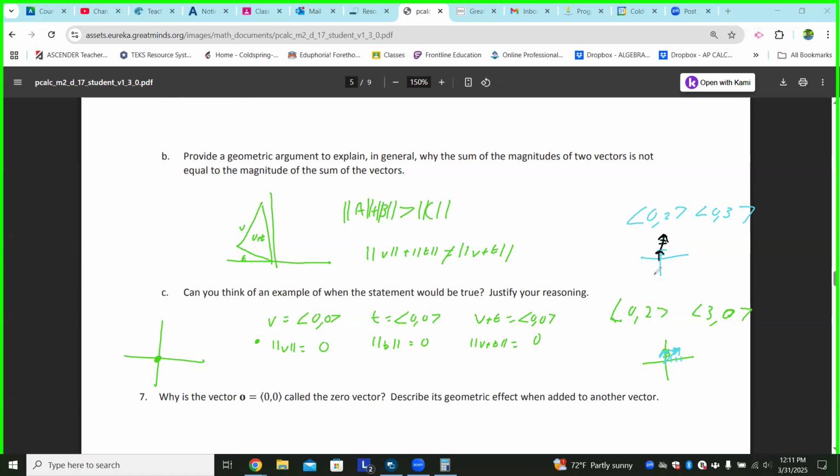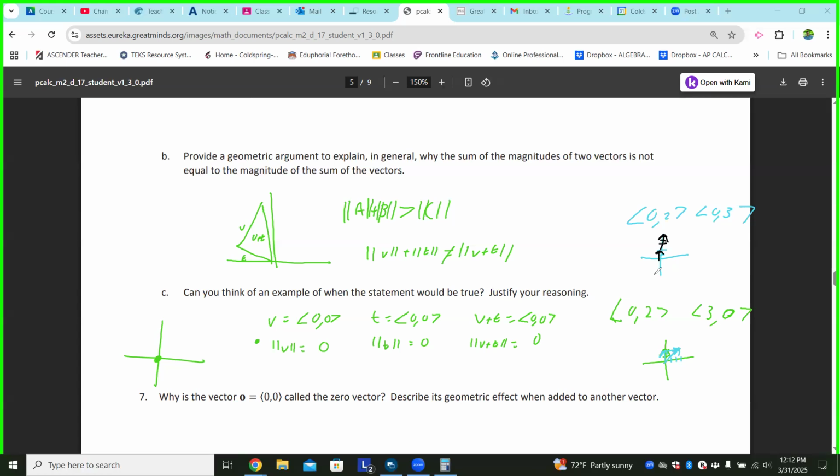So a second example would be if both of the x's were 0, or vice versa. If you had two vectors where both the y's were 0, that would also work because it would give you a straight line. But then again, not a triangle. But yeah, good, good. So those are three different examples y'all could have used there. Any other?